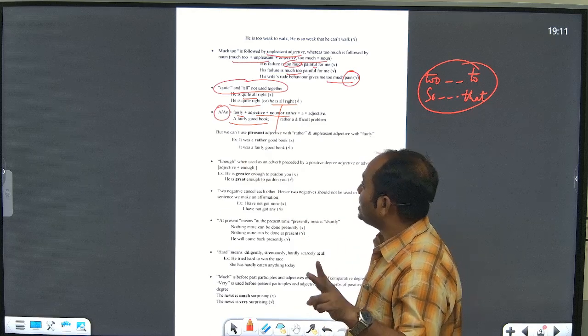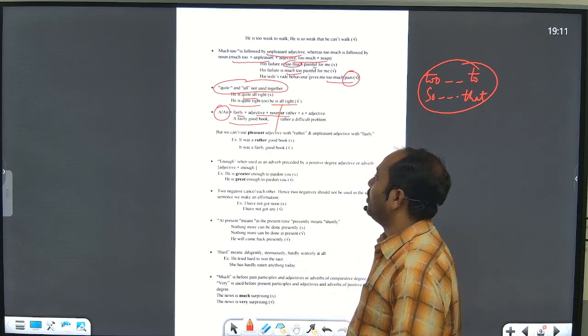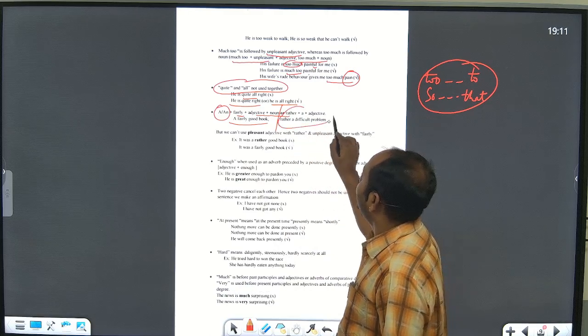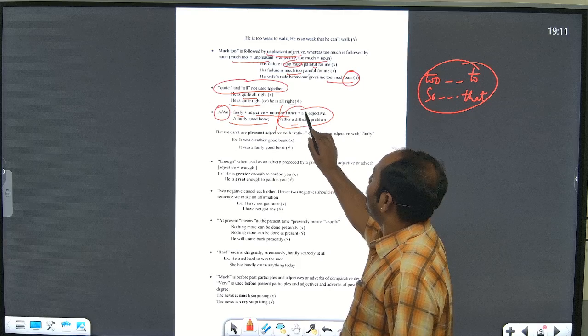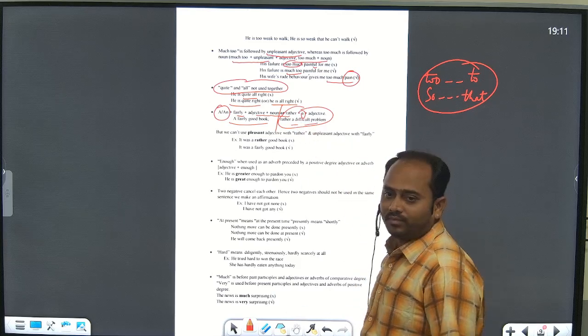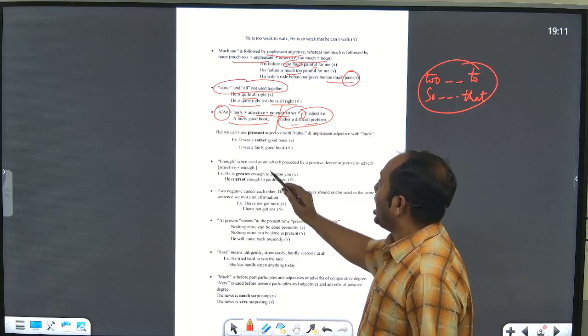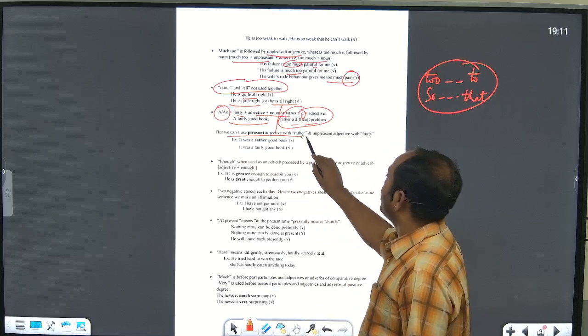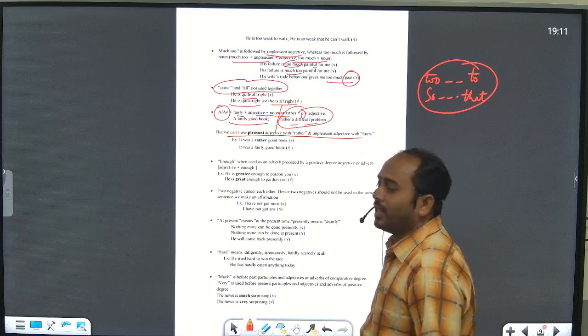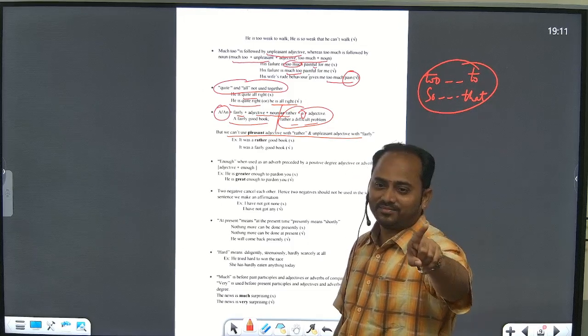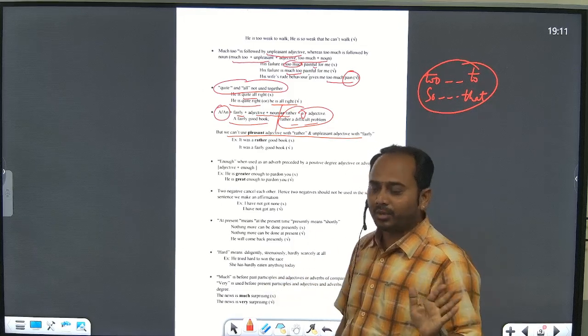Indefinite article plus fairly plus adjective plus noun, or rather after indefinite article plus adjective. This is a format which we have to use. And we cannot use pleasant adjectives with rather, or unpleasant adjectives with fairly. Fairly is pleasant, rather is unpleasant. That we need to remember.